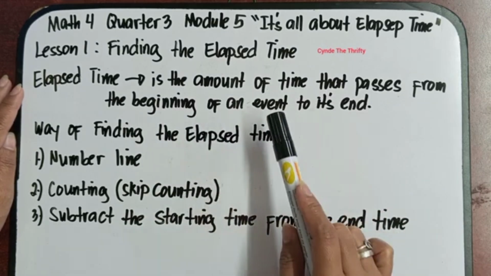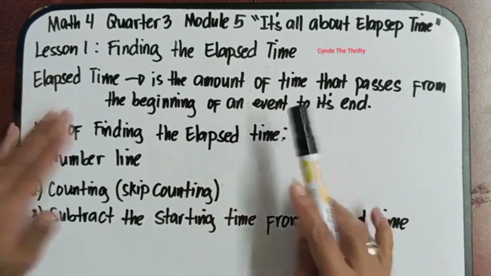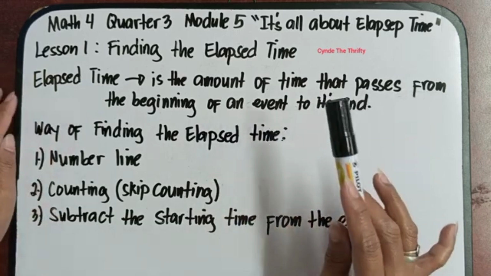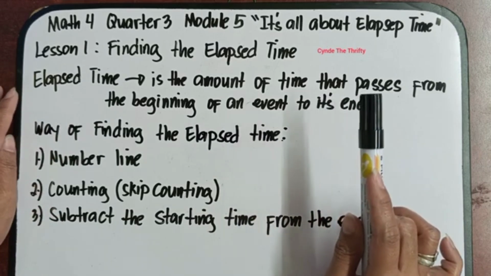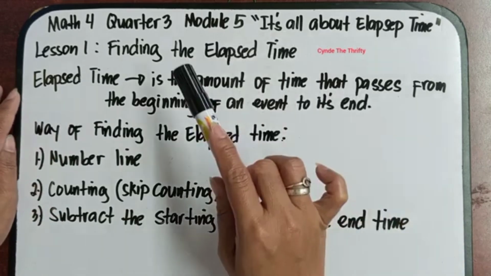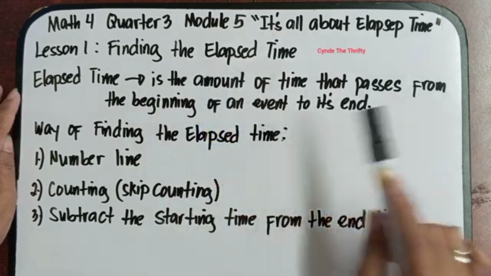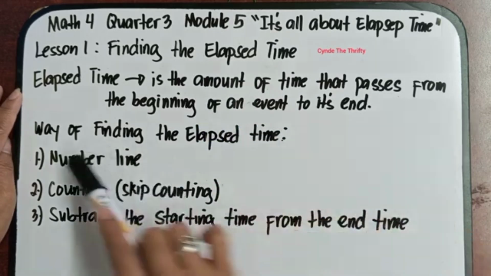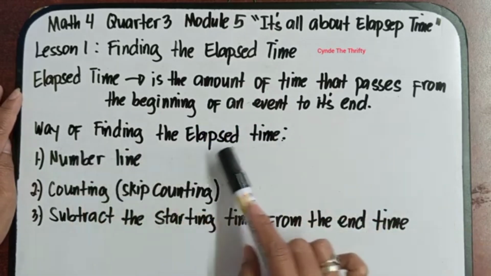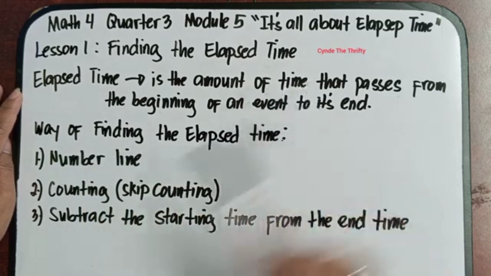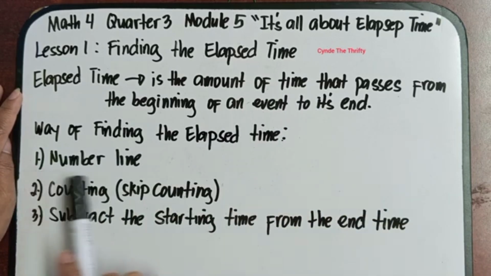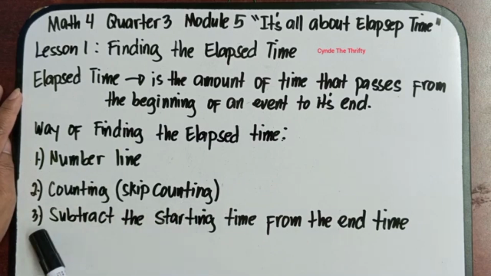So ang ibig sabihin ng elapsed time is kung gaano kahaba yung oras na na-consume mo sa iyong ginagawa from the start to the end. So yun ang tinatawag nating elapsed time. At meron tayong mga ways of finding the elapsed time. So meron tayong tatlong ways. Ang first is using number line. Second is counting or skip counting. Third is subtract the starting time from the end time.